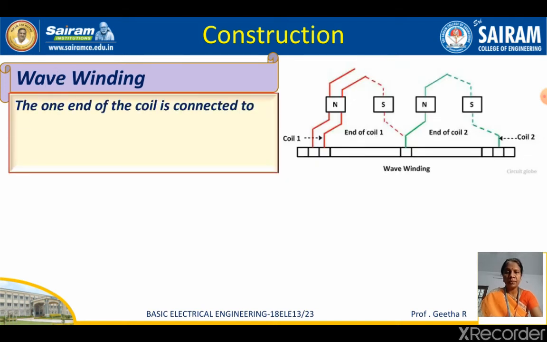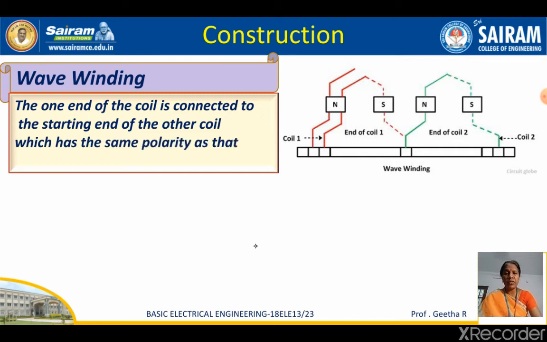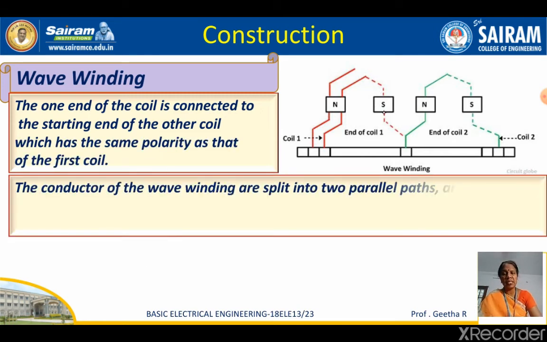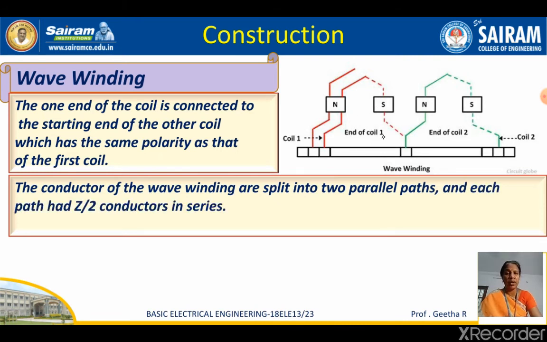Wave winding. Here you see the one end of the coil is connected to the starting end of the other coil, which has the same polarity as that of the first coil.